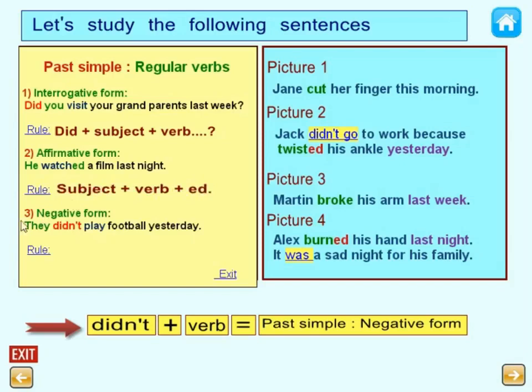The last one is the negative form. Example, they didn't play football yesterday. Can you give the rule? Of course, we have here subject plus didn't plus verb.